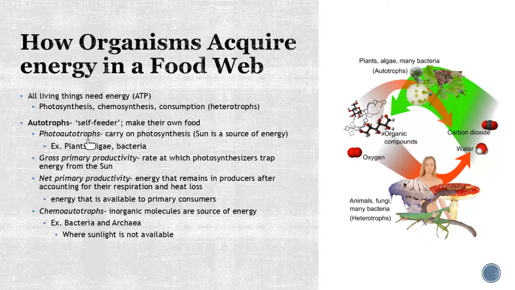Now, photoautotrophs use the sun. We also have chemoautotrophs, which use inorganic molecules as a source of energy. Your prokaryotes are really going to utilize this, and they use it when sunlight's not available. So these are going to be your prokaryotes that survive in really harsh environments.